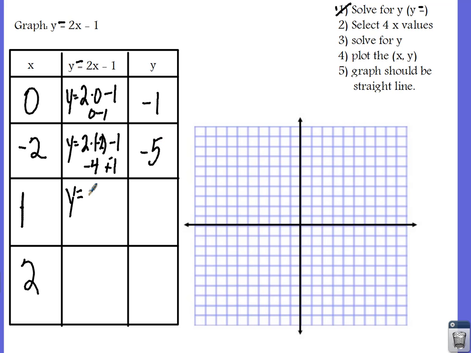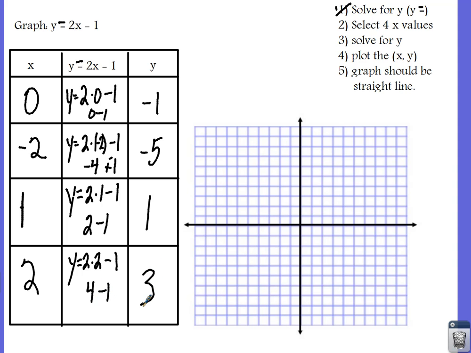The next one, x equals 1. So y equals 2 times 1 minus 1. 2 times 1 is 2 minus 1 gives us 1. And the last one, plug in 2. y equals 2 times 2 minus 1. So I get 4 minus 1, which is 3.